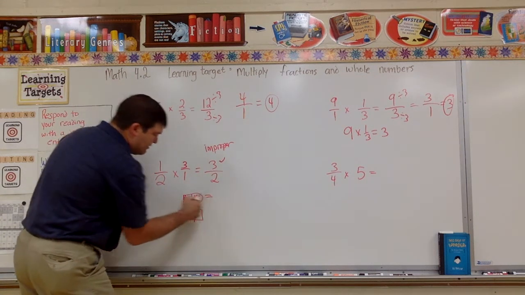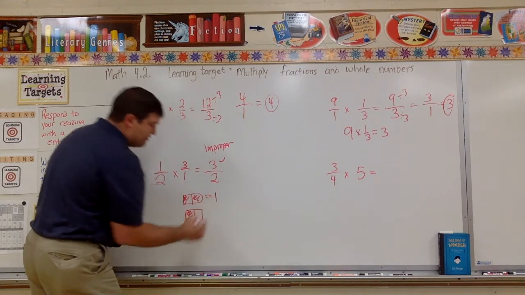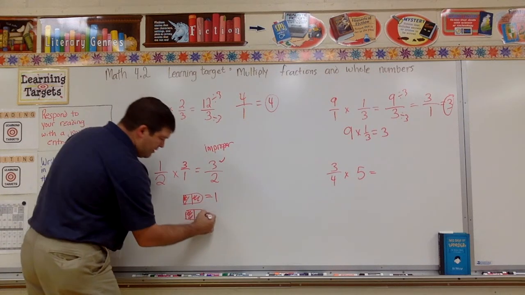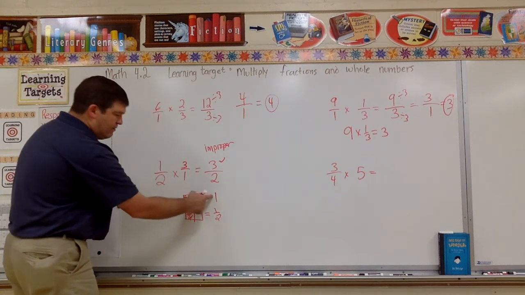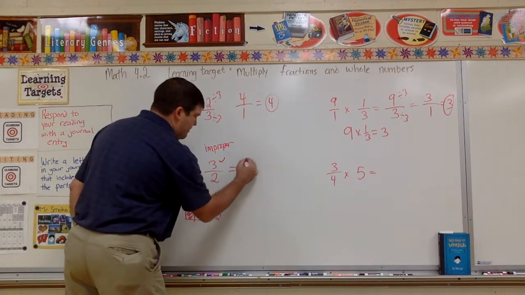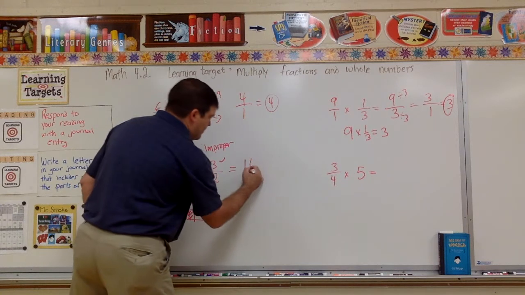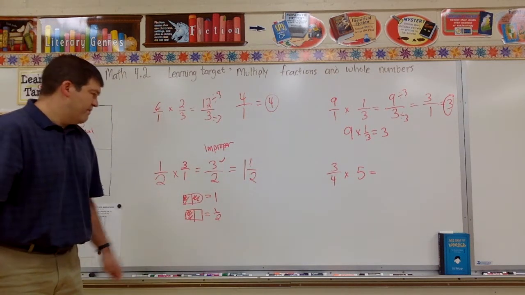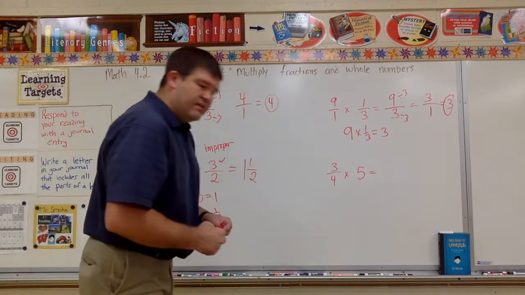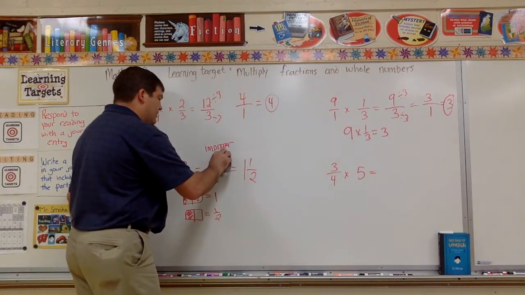Okay, so this is all filled in. So this is a whole. This one is 1 filled in over 2. So I have 1 1/2. 1 whole and a half right here. Okay? There you go.